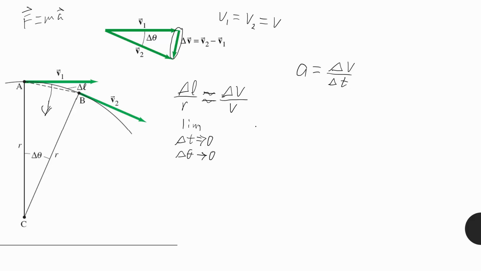And if I solve this for delta v, I'm going to get delta v equals v delta L all over r. So I can plug that in here. I'm going to get v delta L over r, and then I've still got my delta t here. Well, delta L over delta t, that's a length over time, so that just gives me another velocity. So I've got my two velocities, and I get velocity squared over the radius.